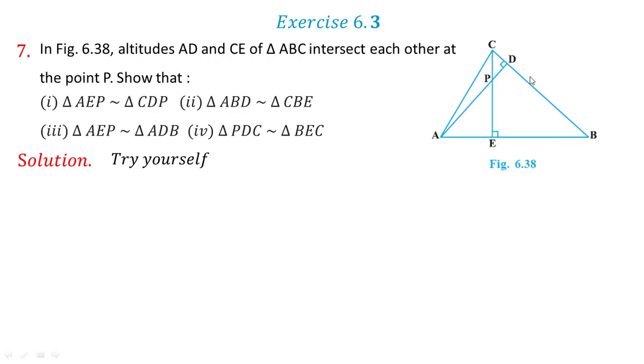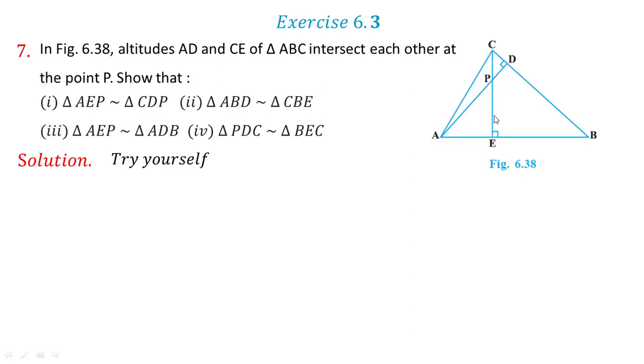Here everything is mentioned in this diagram, that altitudes AD and CE of triangle ABC intersect each other at point P. You have to show that this triangle AEP is similar to CDP. So in triangle AEP, this angle E is 90 degrees. In CDP, angle D is 90 degrees.